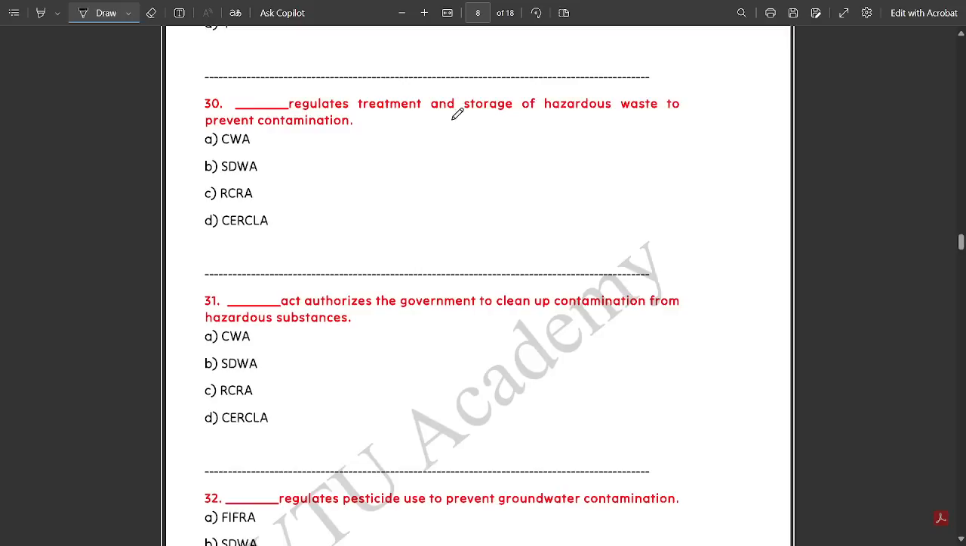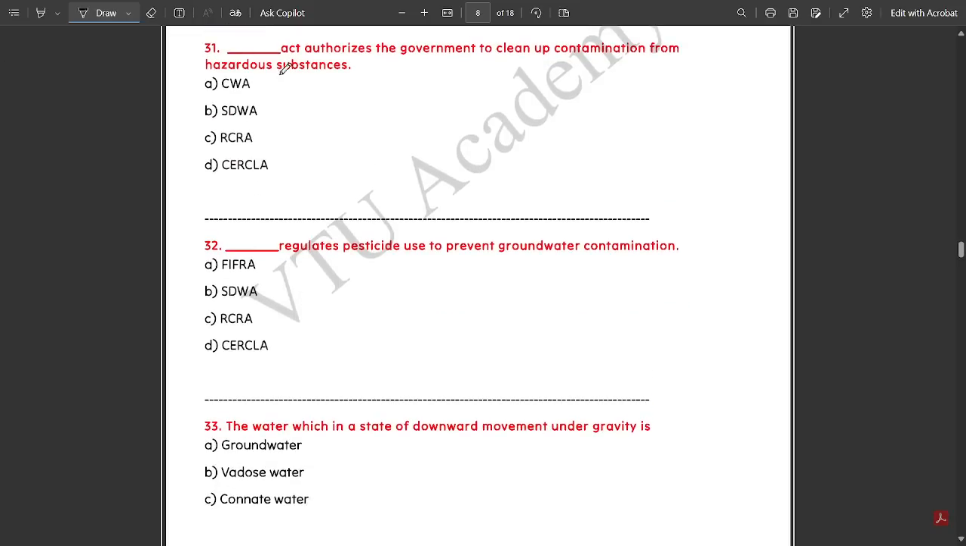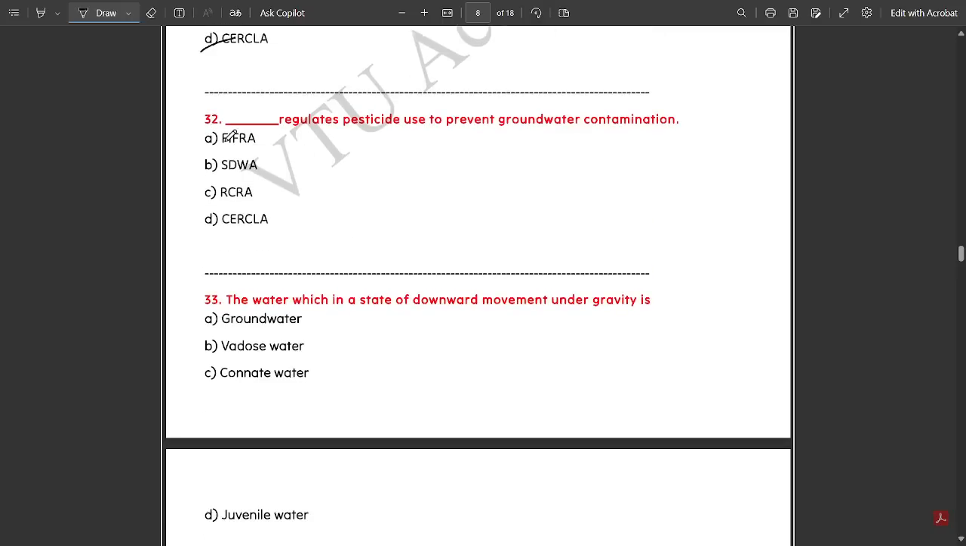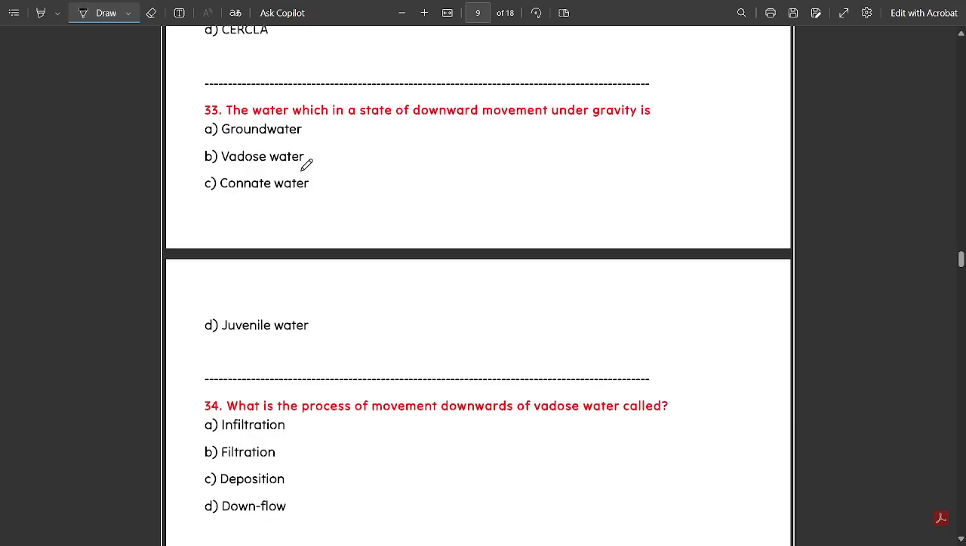Dash regulates treatment and storage of hazardous waste to prevent contamination. Okay, the answer is RCRA. A Dash Act authorizes the government to clean up contamination from hazardous substances. The answer is CERCLA. Dash regulates pesticide use to prevent groundwater contamination. The answer is FIFRA.